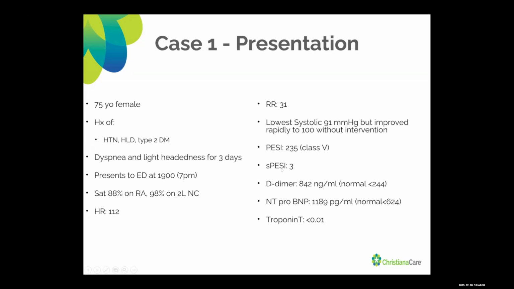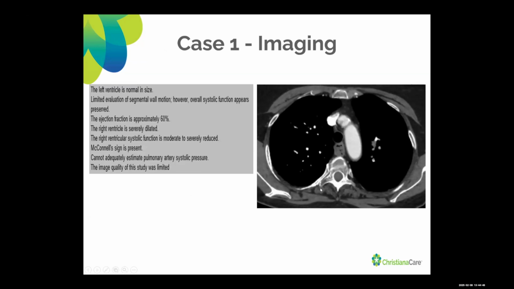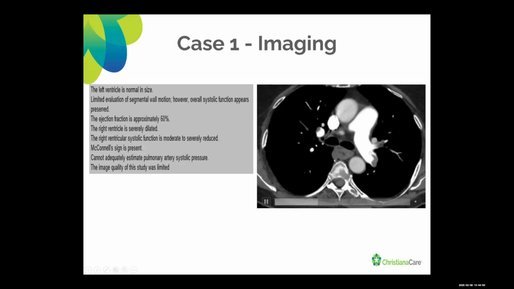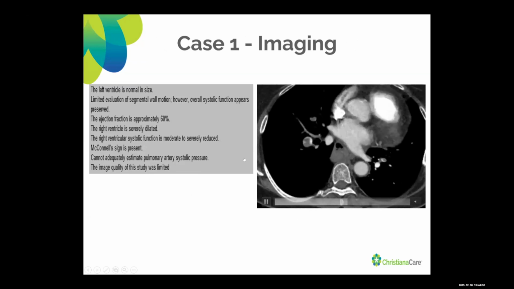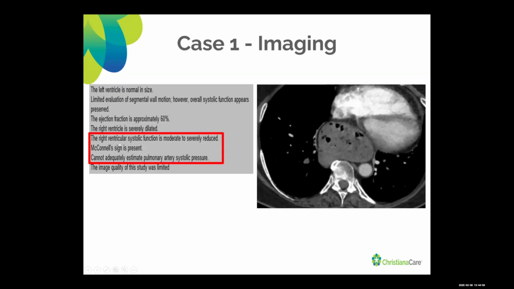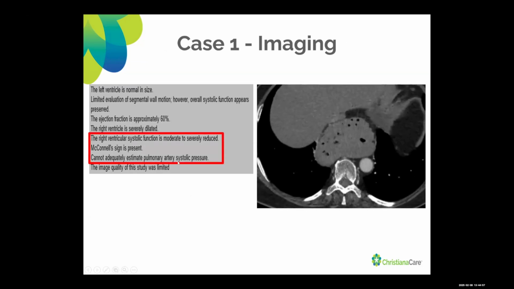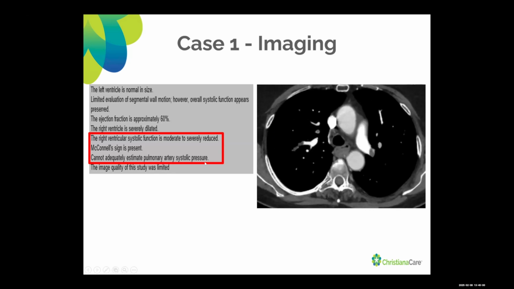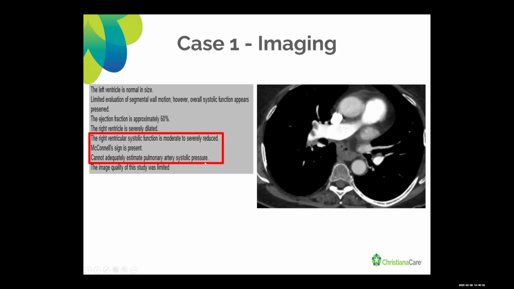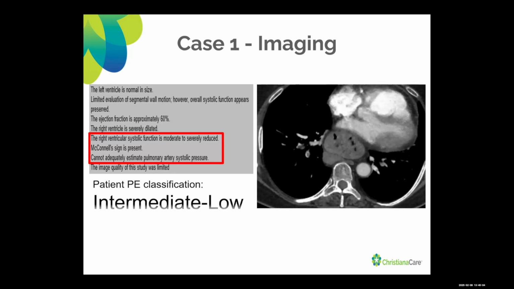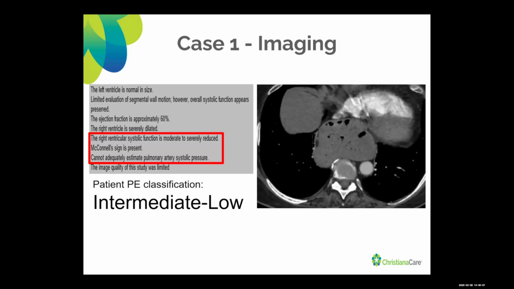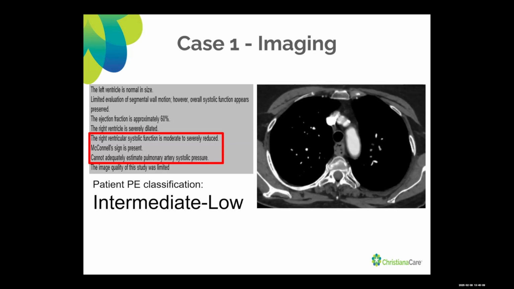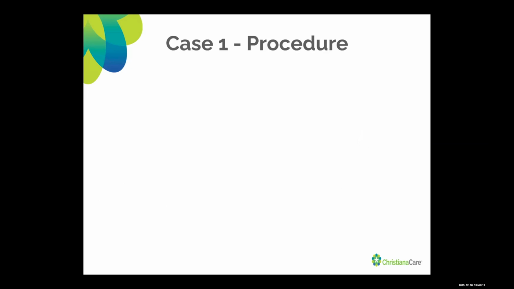The PESI is a class 5, sPESI is 3, which are positive, puts her intermediate risk. D-dimer was elevated, BNP was elevated, troponin was negative. So based on the classification, and this is a CT showing her PE, kind of extensive bilateral main pulmonary. Echo showed us right ventricular dysfunction and McConnell sign. Could not estimate the blood pressure. With RV dysfunction, positive sPESI, but negative troponin, she's intermediate low risk. Because of her persistent tachycardia, we decided to continue with endovascular thrombectomy.